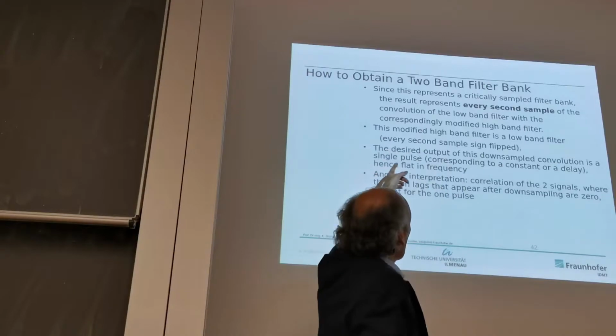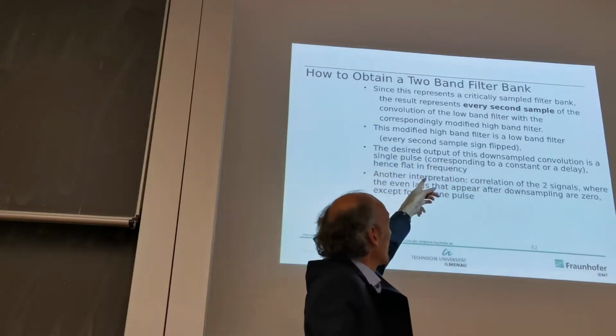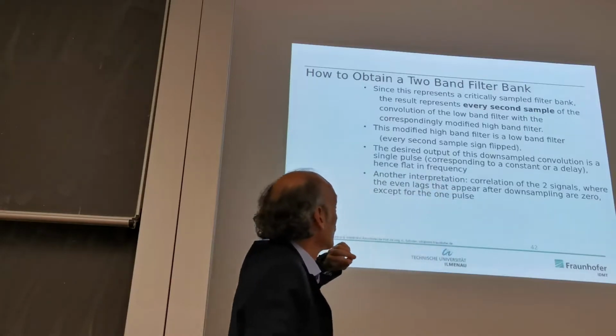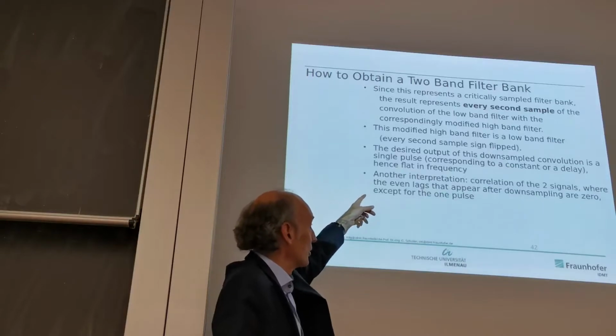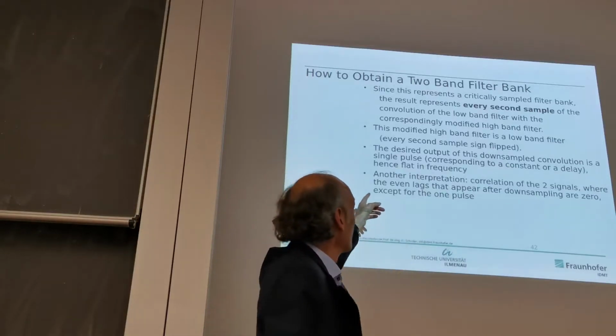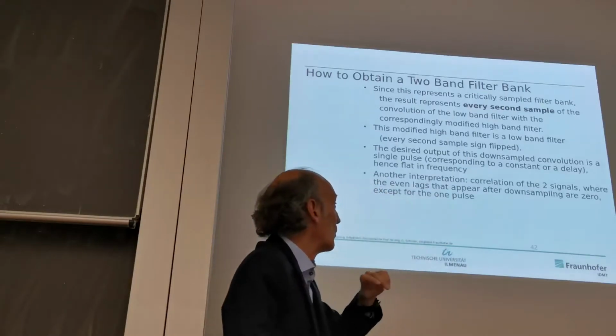Yeah, so the desired output of this downsampled convolution should be a single pulse corresponding to a constant or delay, and hence flat in frequency. Or another interpretation, correlation of the two signals where the even lags appearing after downsampling are zero, except for one pulse.